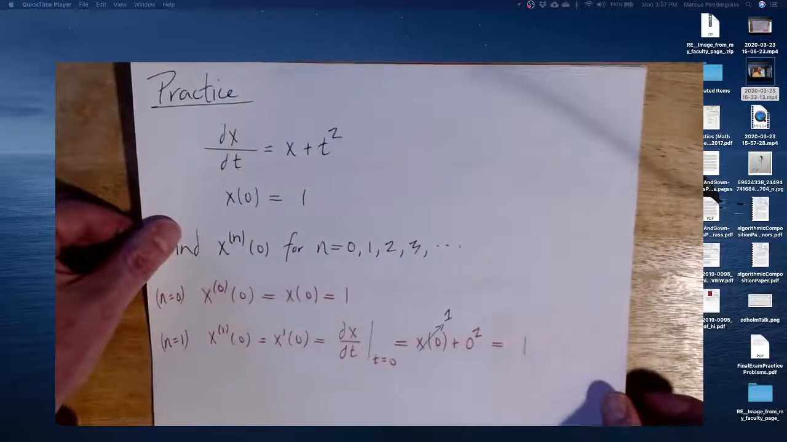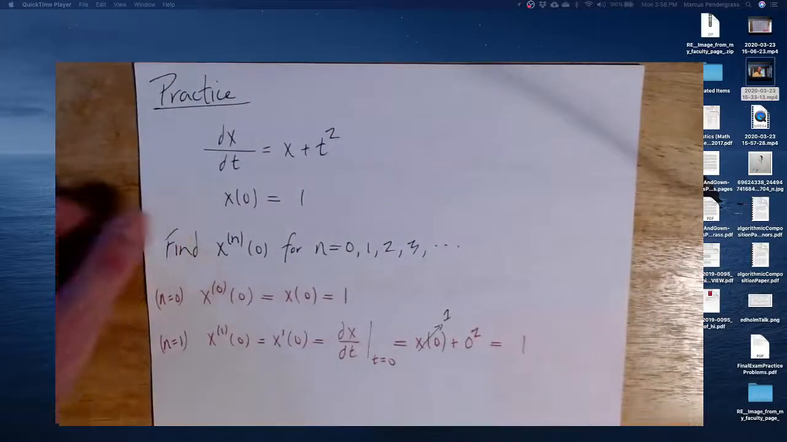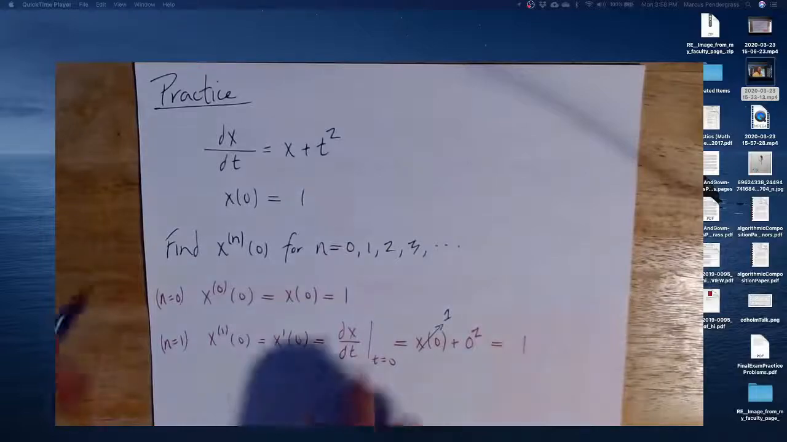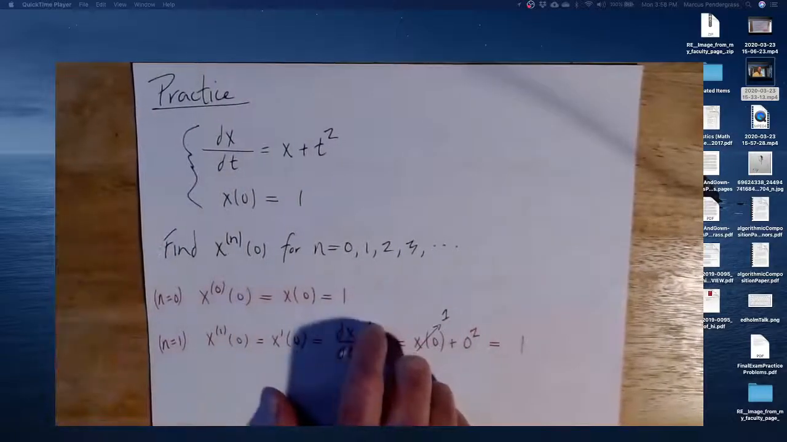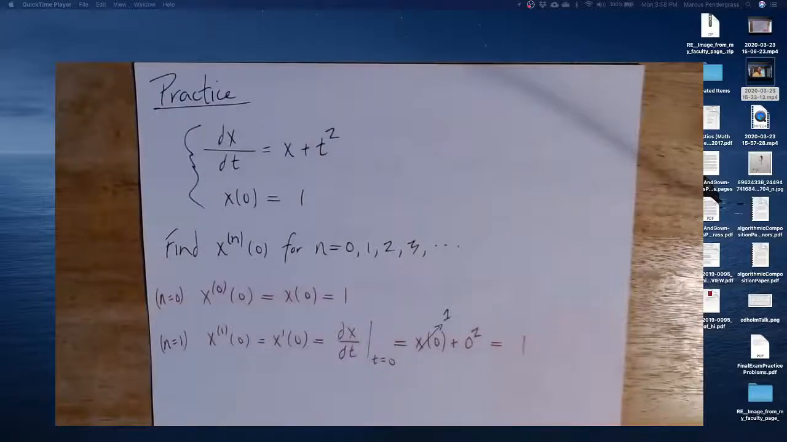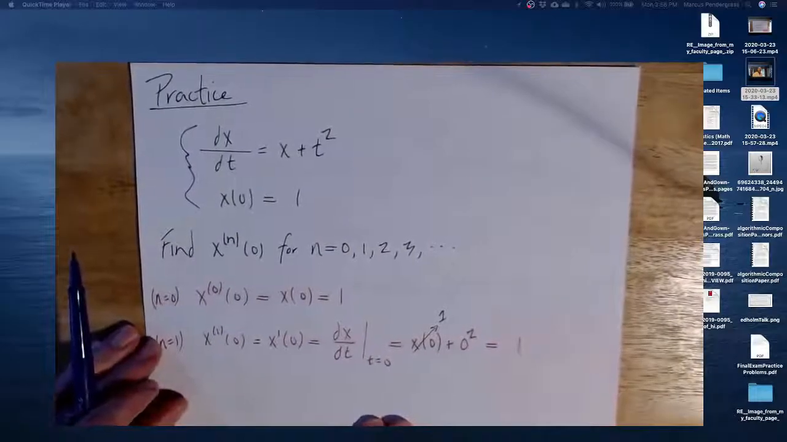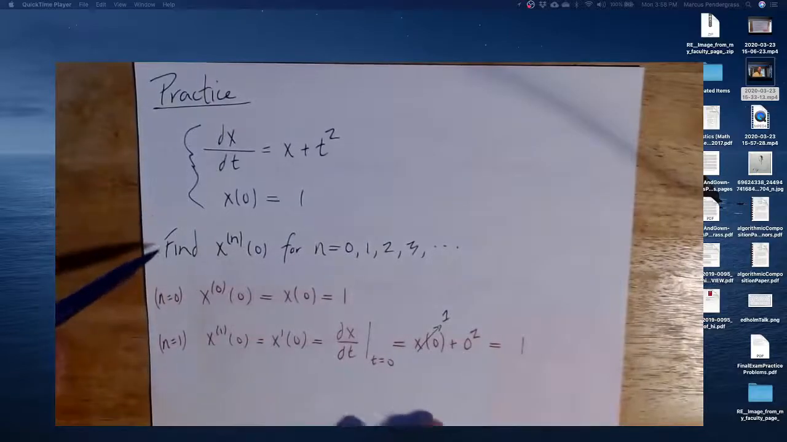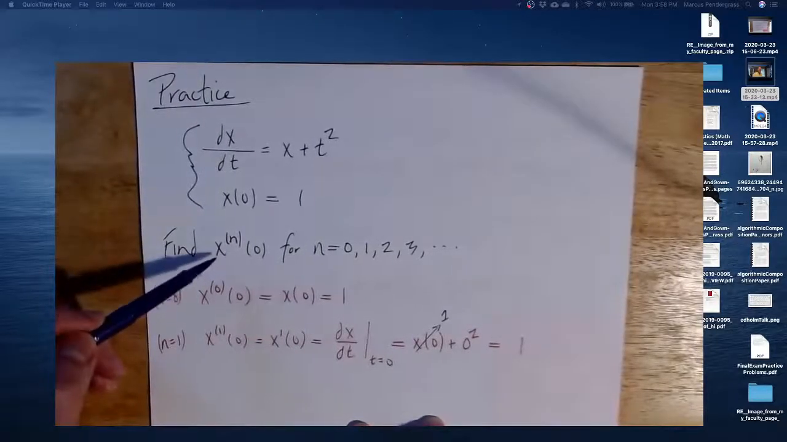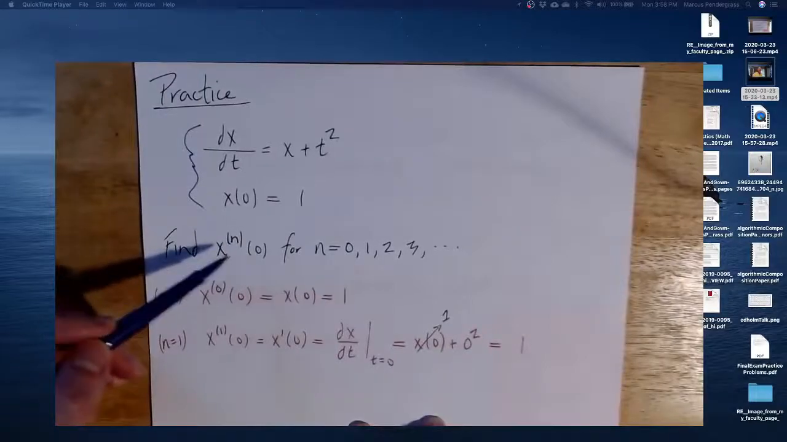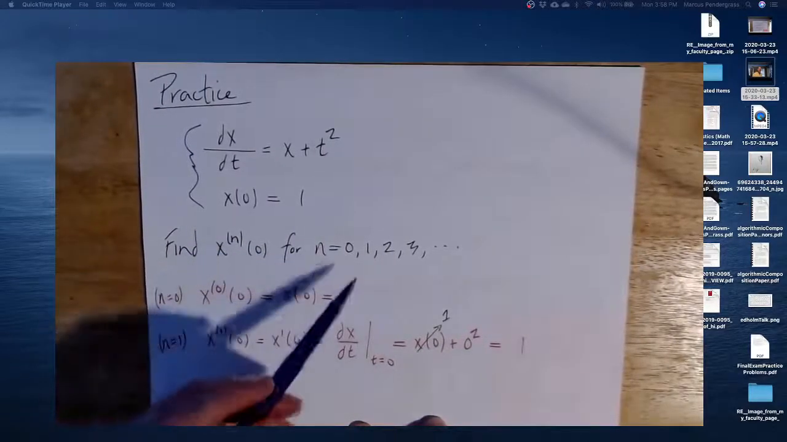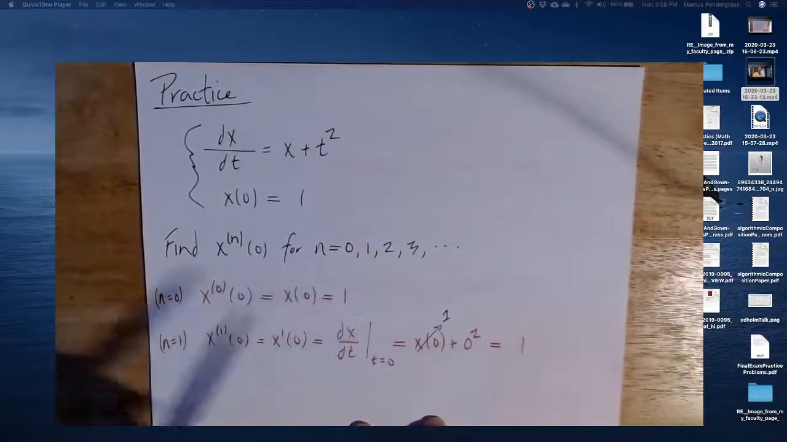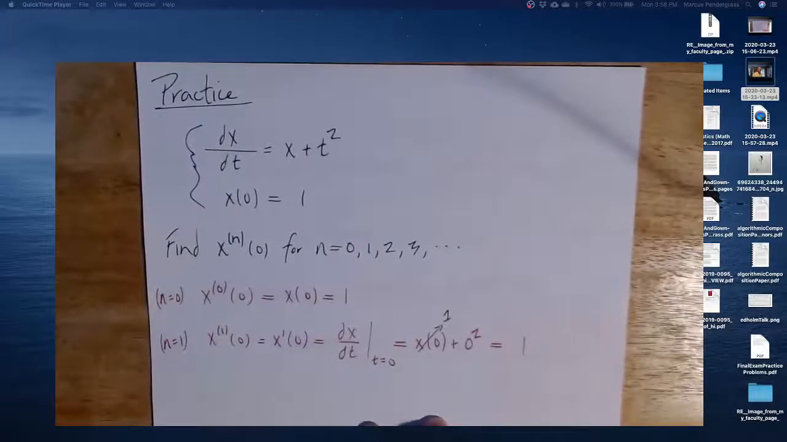And I had left you with this practice problem where we have an initial value problem given this way: dx/dt is x plus t squared, and when t is equal to 0, x is supposed to be equal to 1. So this is an initial value problem. And I wanted you to see if you could find the values of the nth derivative of x evaluated at 0 for every non-negative integer n. So n equals 0, 1, 2, 3, 4, 5, 6, 7, 8, and so on. So obviously, you have to look for a pattern here.